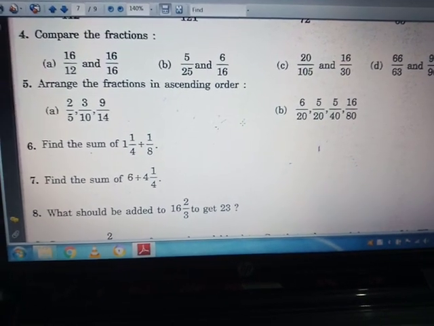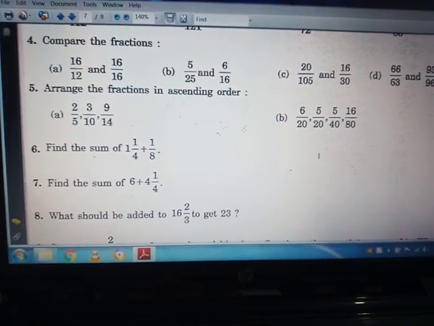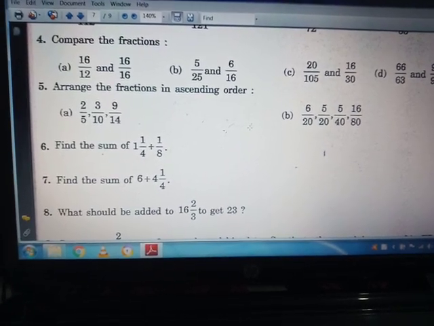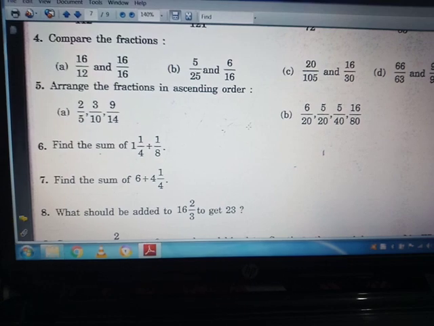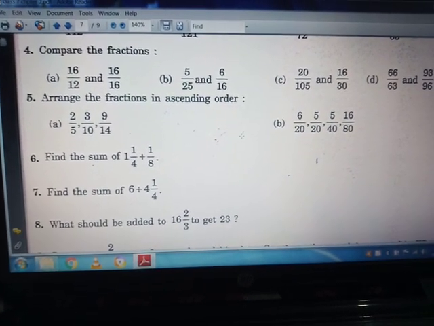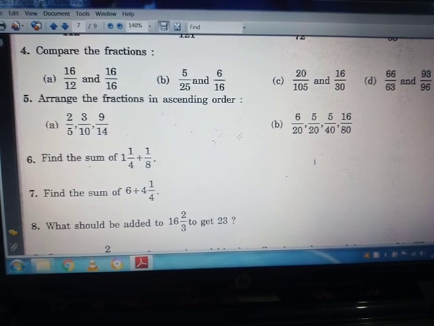going through each and every video will be helpful for solving all these questions. Here question number 5, arrange the fractions in ascending order. I am not going to tell you these questions because you have already gone through this type of question. Okay, so question numbers 1, 2, 3, 4, 5, these all are your homework.